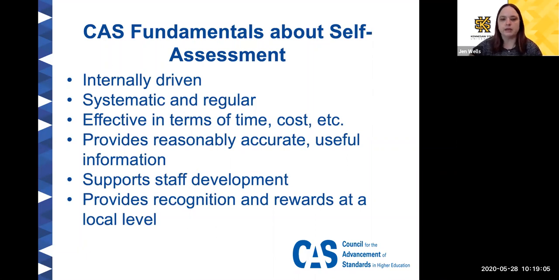So there are some fundamentals about CAS in our self-assessment process. It's internally driven. Now what is helpful is that it's systematic and regular, and so it provides a process for you to do a self-assessment, so you're not just trying to figure out what to do. It is effective in terms of cost and time, and so there are different ways that you can approach this, but it can be low resource driven. And it really does provide accurate information. It supports staff development, and it really can provide recognition and rewards.